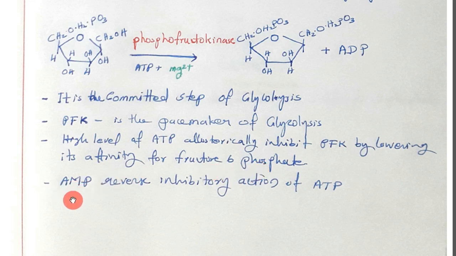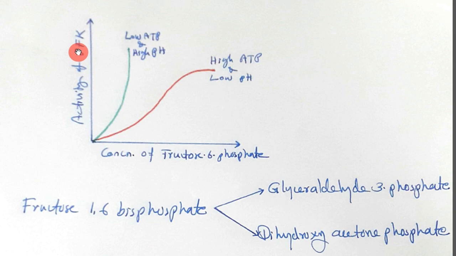Whereas AMP reverses the inhibitory action of ATP. If there is excess AMP in the cell, then it will reverse the inhibitory action of ATP, and thereby PFK becomes active and glycolysis continues. Here in this graph, you can see the activity of PFK at different conditions.